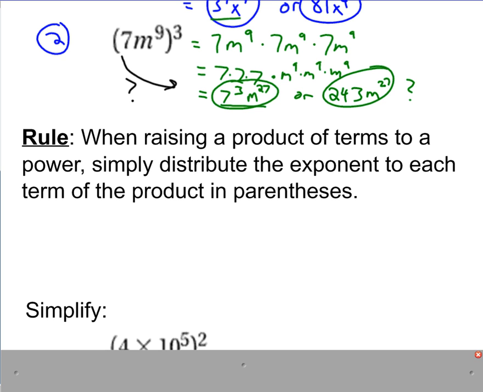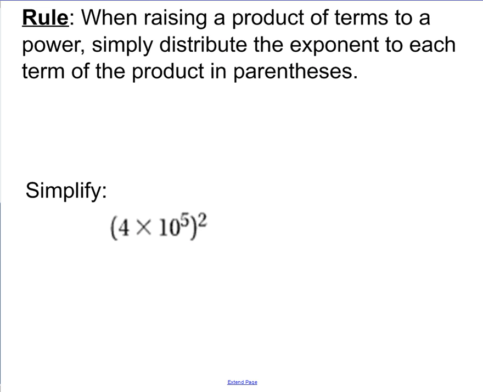I'm going to leave you with one problem here to try on your own, and I'll show you the answer at the end. It just says simplify 4 times 10 to the 5th power, and that's called scientific notation. We'll learn about that soon. All raised to the 2nd power.